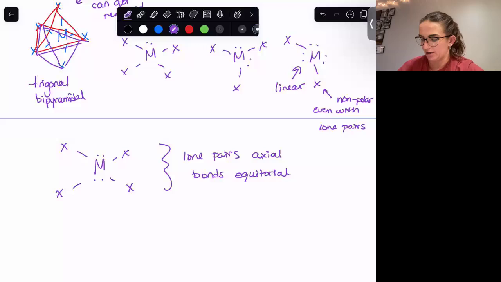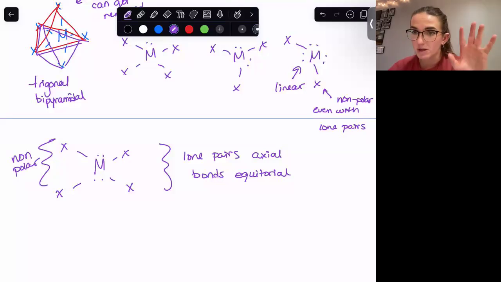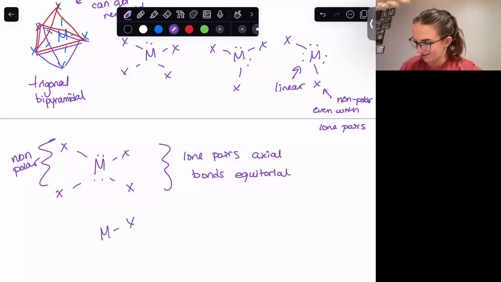Yep, so then square planar, this is nonpolar, assuming that everything that's attached to that central atom is the same element, right? The second this becomes X's and Y's, then all bets are off. That's still a polar molecule.